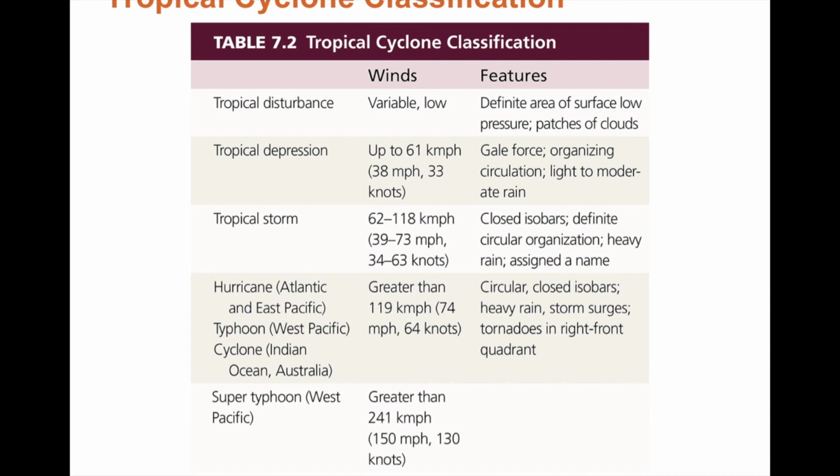Now, tropical cyclones are classified by a tropical disturbance, which is a variable low over warm water. Then you have a tropical depression when you have winds up to 38 miles per hour. A tropical storm, which is what becomes a named storm in North America, is when the winds reach 39 to 73 miles per hour. They're classified as a hurricane when the winds become more than 74 miles per hour. And in the West Pacific, they are classified as a super typhoon at 150 miles per hour or stronger winds.